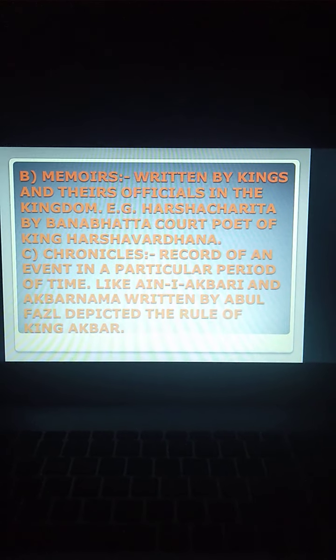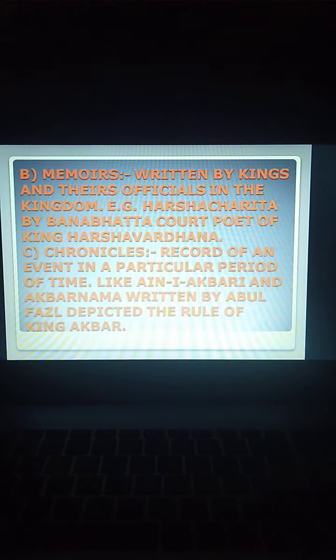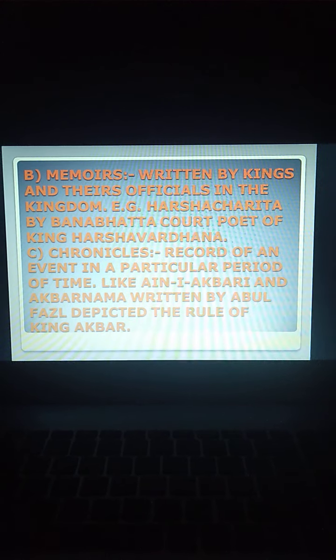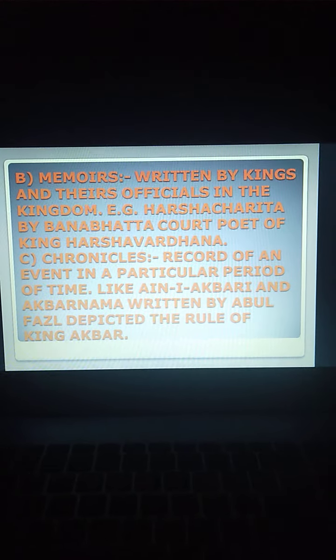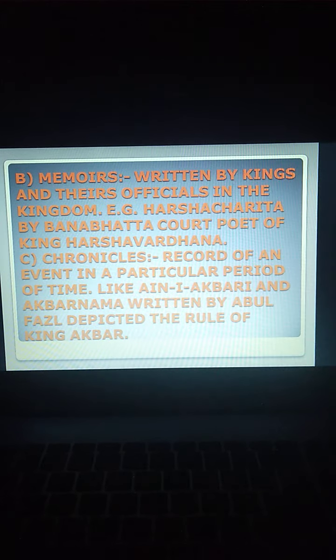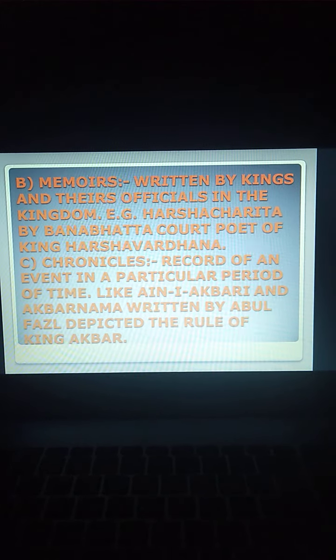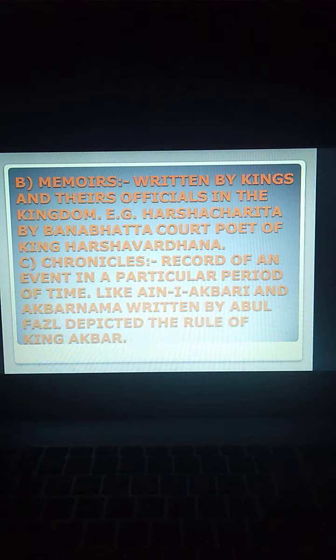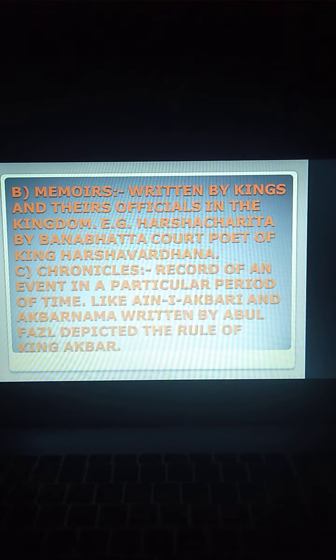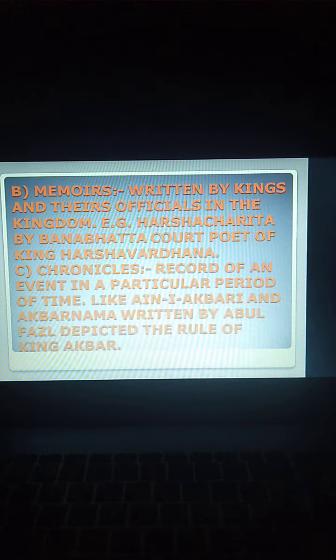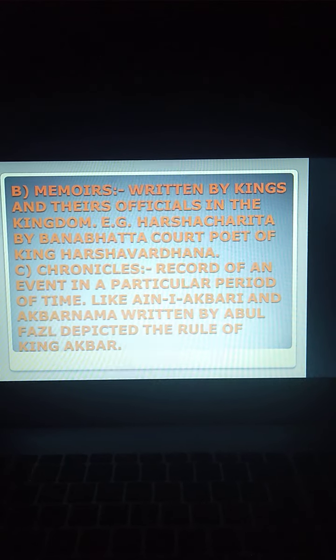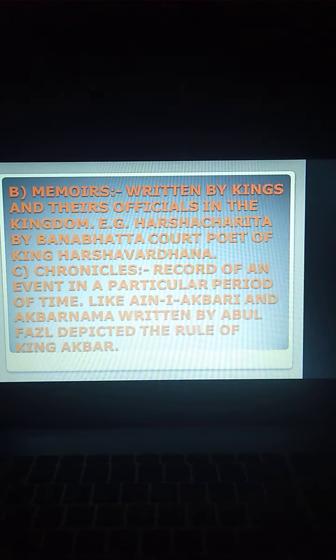Then next we have memoirs, which were written by the kings and their officials in their kingdoms. Memoirs were the books, journals and stories written by the kings and their ministers who lived in their kingdom. For example, Harsha Charitra by Bana Bhatta, who was the court poet of King Harshvardhana. In Harsha Charitra, Bana Bhatta wrote about Harshvardhana and his kingdom.